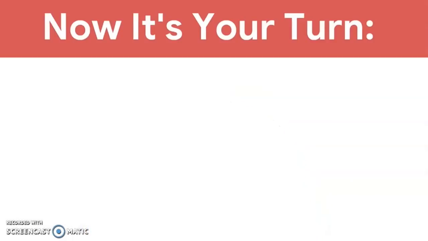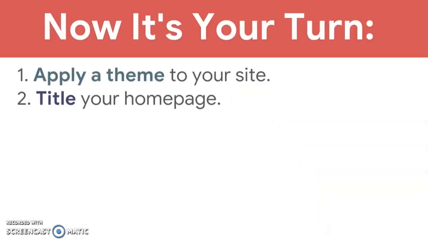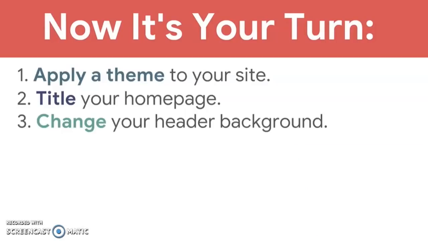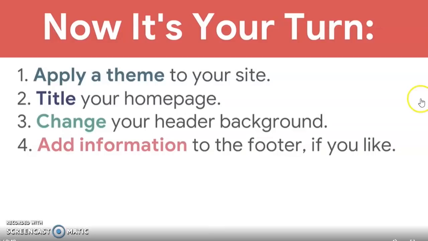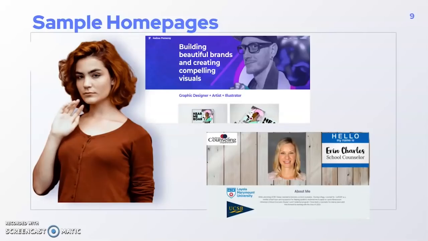Now, it's your turn. Apply a theme to your site. Title your homepage, change your header background, and add information to the footer if you'd like. Here are two examples of home pages, including the elements of theme, title, header, and footer.